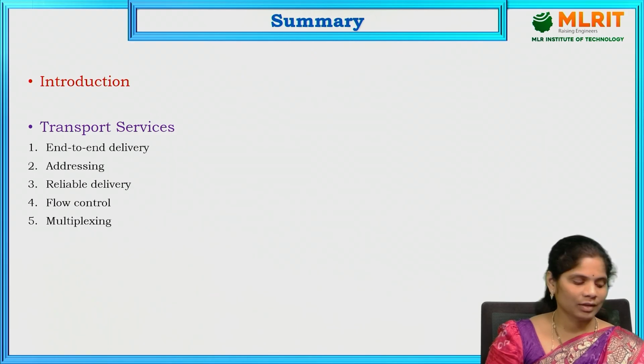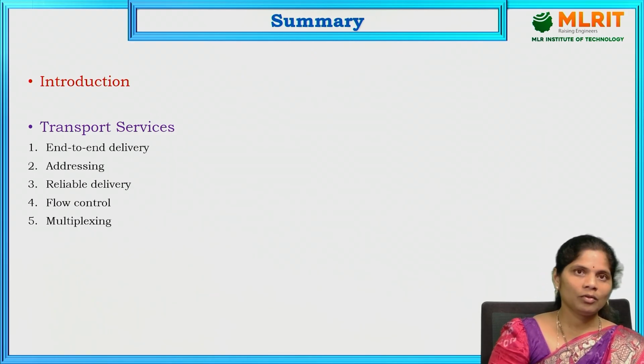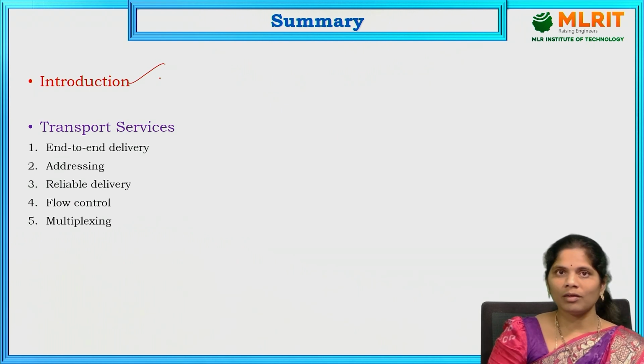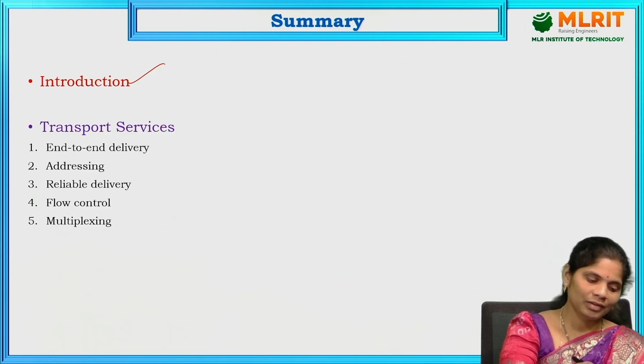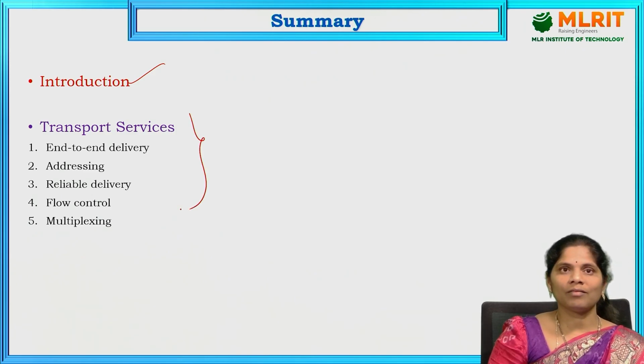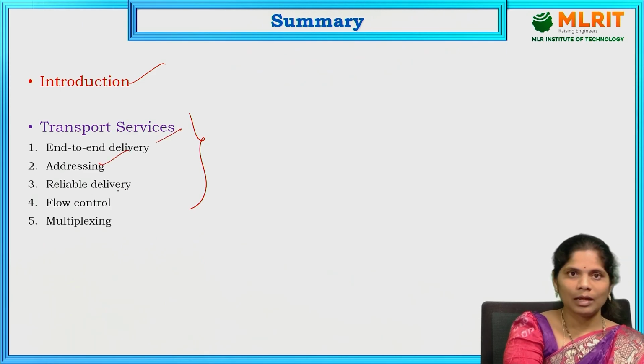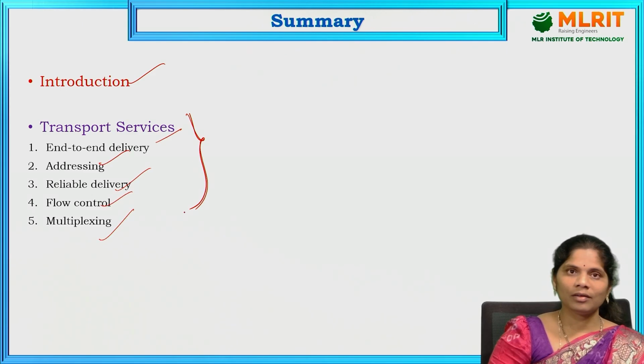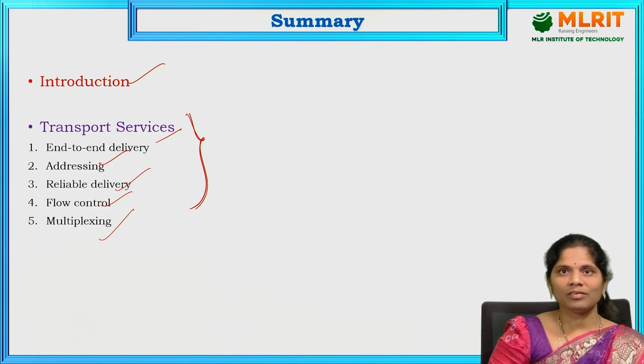And the next one is the summary. Coming to the summary, in today's session we discussed the introduction to the transport layer: what the transport layer is, why it is the fourth layer, and what its functionalities are. Next we discussed the transport layer services, like end-to-end delivery, addressing, reliable delivery, flow control, and multiplexing. All these services were discussed in today's session.